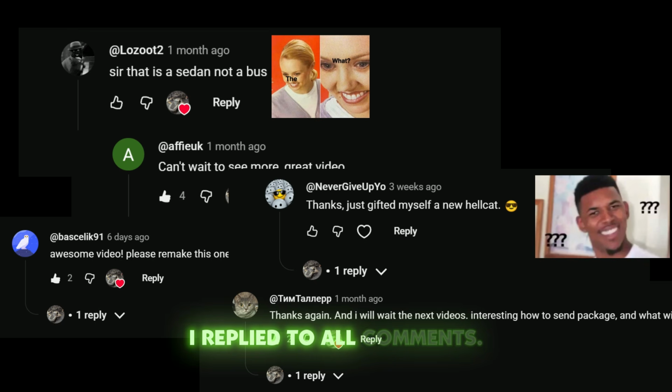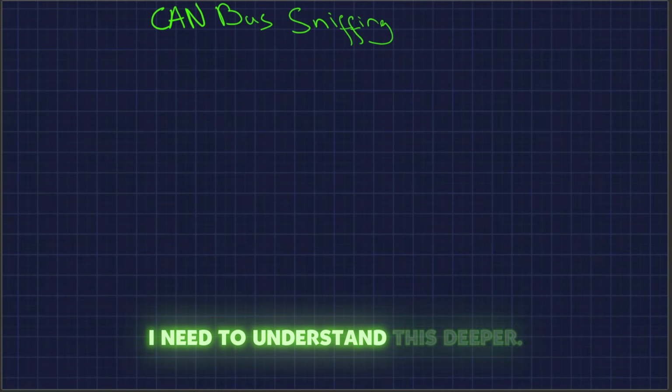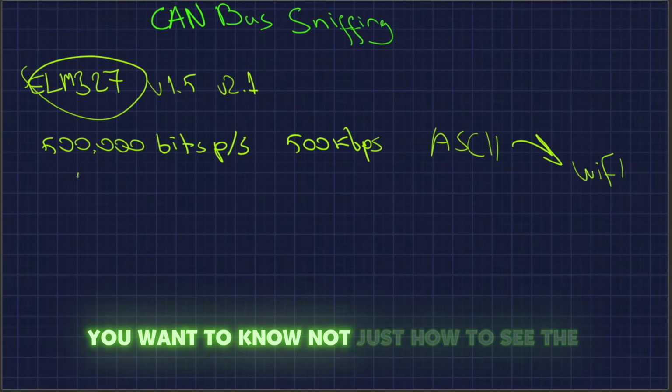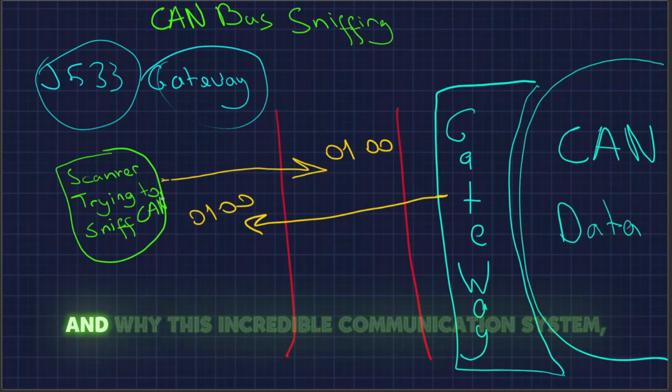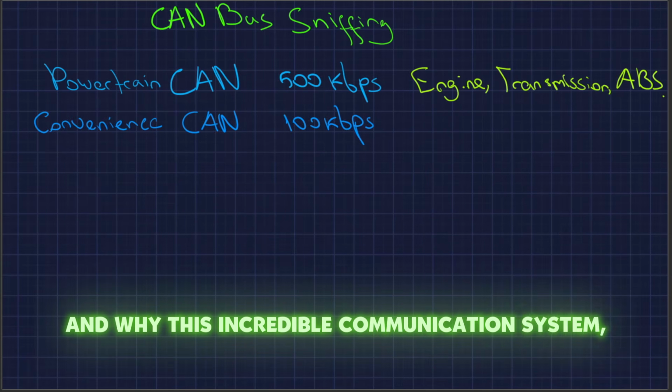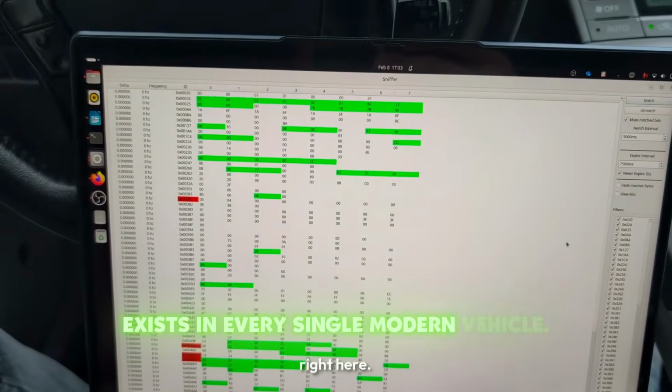I replied to all the comments. The comment section was loud and clear. Most of you said, I need to understand this deeper. You want to know not just how to see the data, but what it is, how it's structured, and why this incredible communication system, the CAN bus, exists in every single modern vehicle.